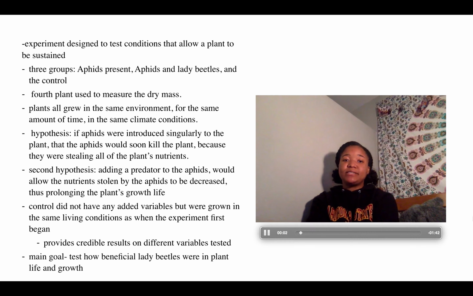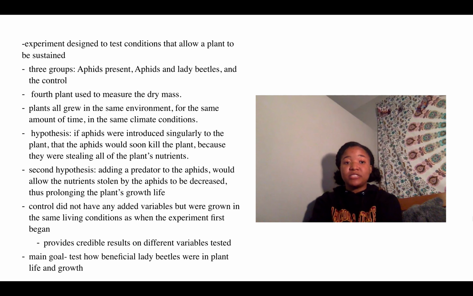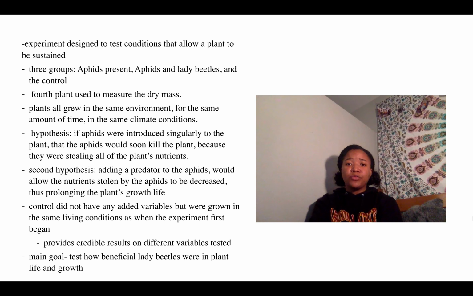Our experiment was designed to test which conditions would allow a plant to be sustained. In order to test the plant's living conditions, there were three groups. The first group was the plot of plants with aphids present, and only aphids. The second plot had aphids and ladybugs, and the third plot was the control group, which had no added variables at all. Additionally, there was a fourth plant used to measure the dryness.